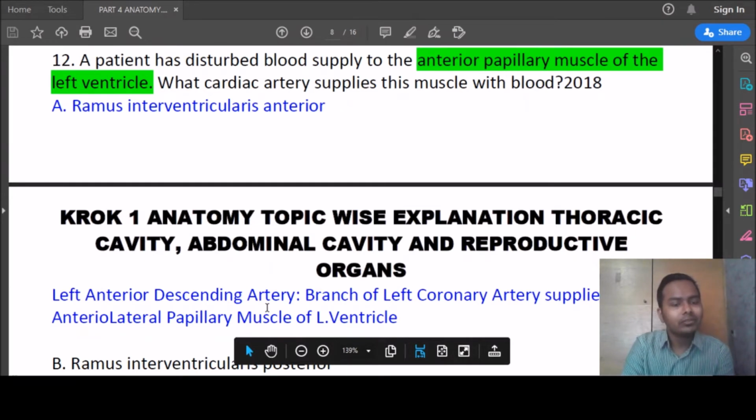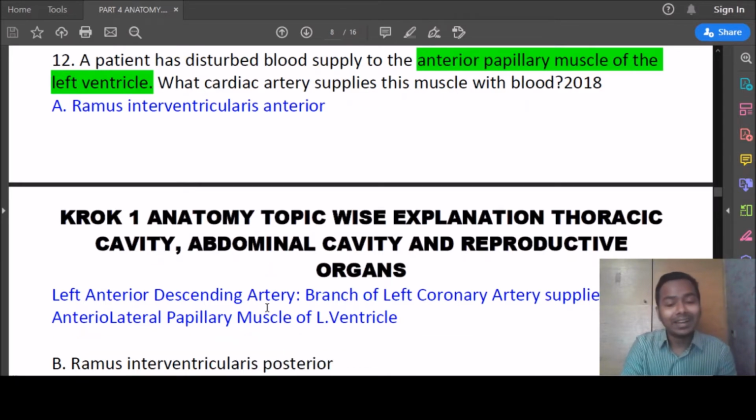The anterior papillary muscles of the left ventricle are supplied by the ramus interventricularis anterior, the left anterior descending artery, which is a branch of the left coronary artery. You can go through the video, there it is like a direct question. What is the supply of the anterior papillary muscles of the left ventricle? That is the left anterior descending artery, in Latin, the ramus interventricularis anterior.